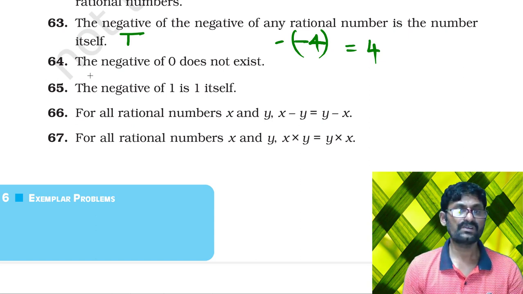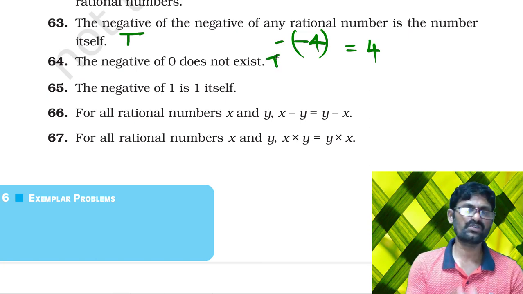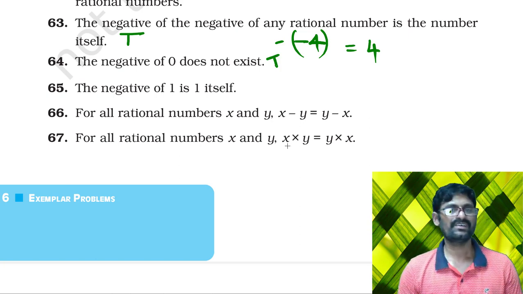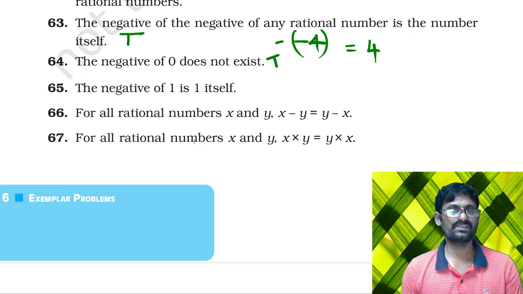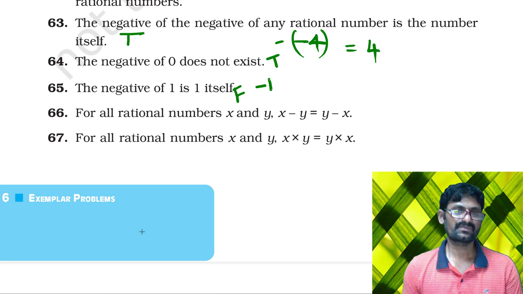Next, 64th problem. The negative of 0 does not exist. Actually, 0 is neither positive nor negative, so it has no negative. Right, so this is a true statement. Be sure 0 is neither positive nor negative, so we can't say the sign of 0. So it has no negative, and that is why this is a true statement. Then 65th problem. The negative of 1 is 1 itself. Actually, the negative of 1 is negative 1, not 1. So this is a false statement.